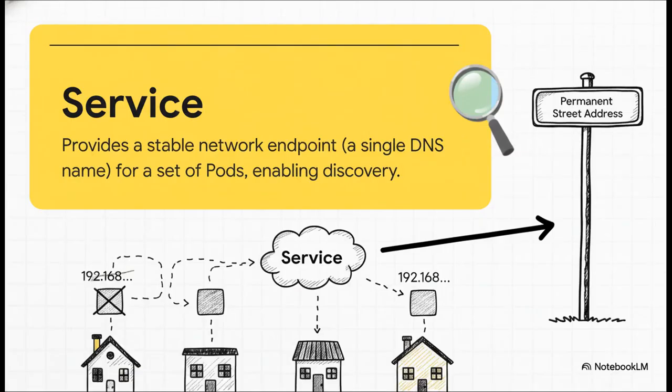Okay, so if pods can come and go, how does anything talk to them? I mean, their IP addresses are always changing. Well, that's where the service comes in. It's brilliant, really. A service puts a stable, single network endpoint in front of a whole group of pods. It's like giving them a permanent street address that never changes, even if the houses behind that address are constantly being torn down and rebuilt.